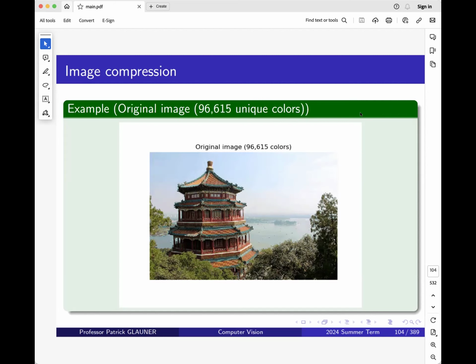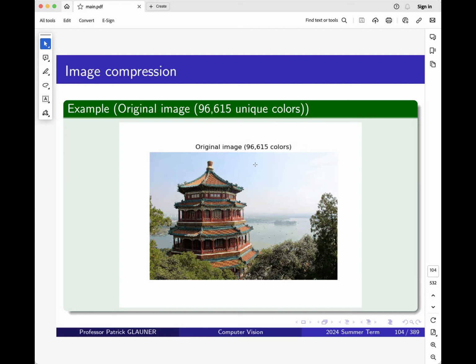This was the original image for 96,000 unique colors. And if we do that with machine learning, so we find some algorithm that determines us the best 64 colors, we get this one. So this is the original. Now we have that one. So I think overall, the compression worked quite well.